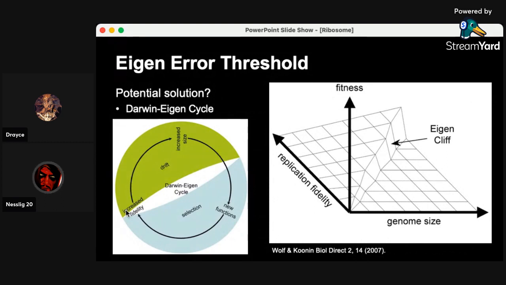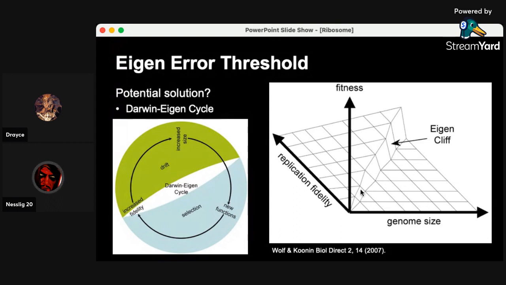Another solution to the Eigen paradox is the Darwin-Eigen cycle proposed by Koonin. I think you also are familiar with Koonin as well, Thijs. Yes. And do you also know anything about the Darwin-Eigen cycle, or not yet? Very little on this. All right.